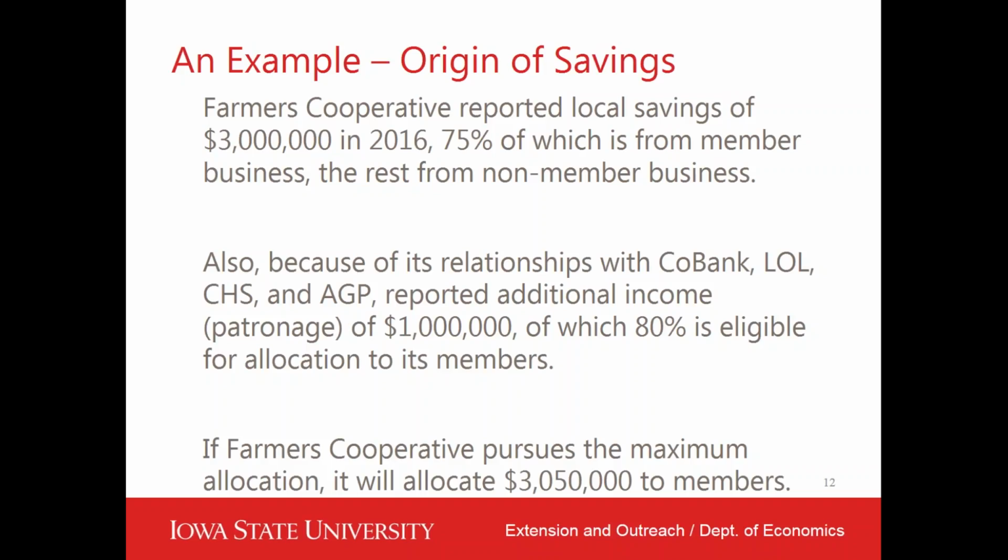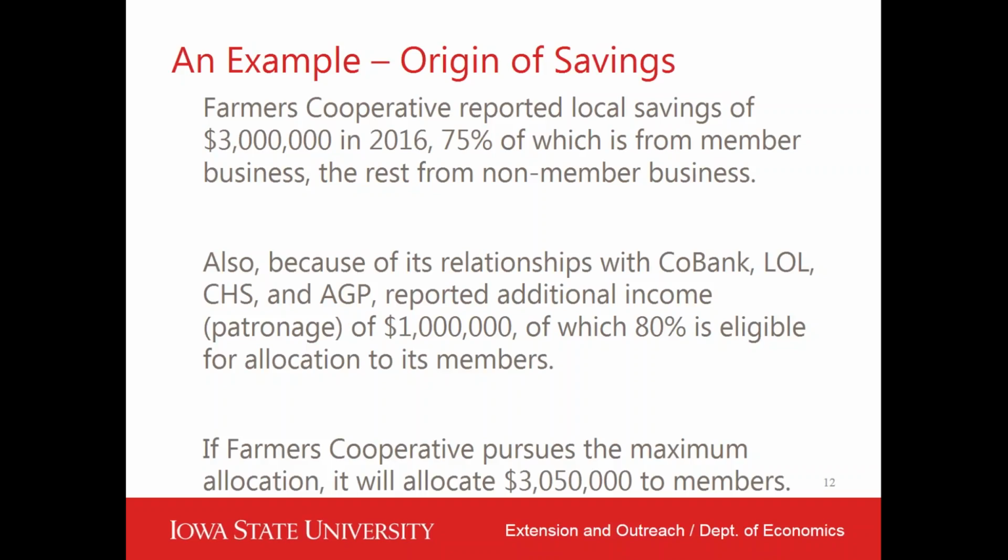And then they have an additional $1 million of patronage. They're going to count this as income. Patronage coming back from CoBank, Land O'Lakes, CHS, AGP. They're regional partners, of which 80% is eligible for allocation to its membership. So what you have here, basically, 75% of $3 million plus 80% of $1 million, that's the $3,050,000 that Farmers Cooperative has the ability to allocate to its producer members, and those are members who have production at risk, if it chooses to allocate 100%. And I'm going to make the assumption that it does.